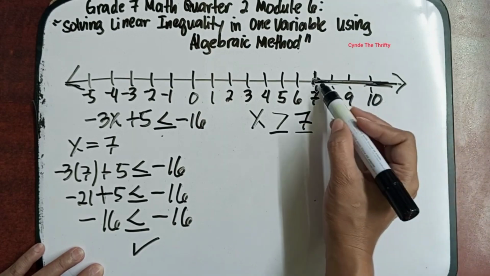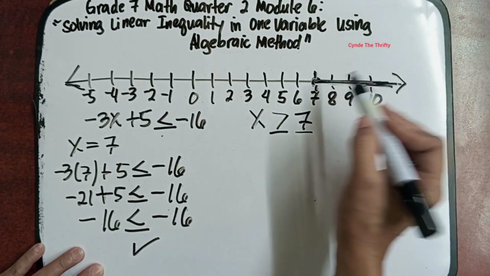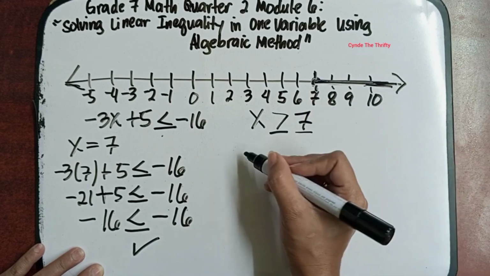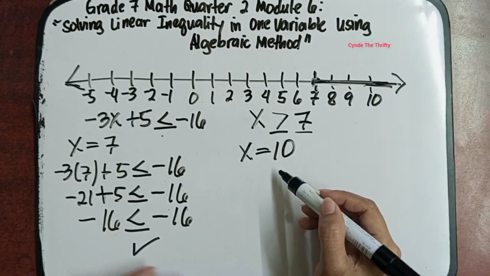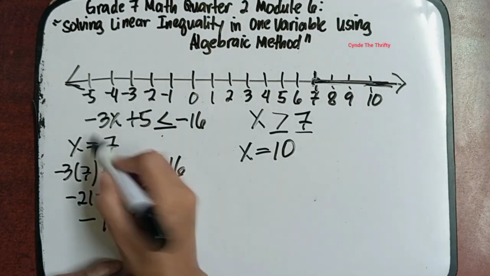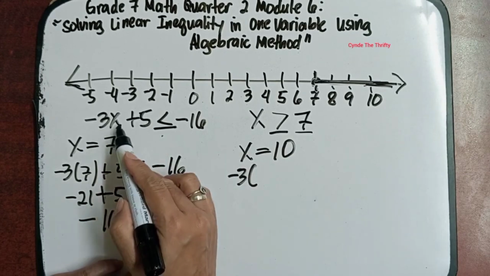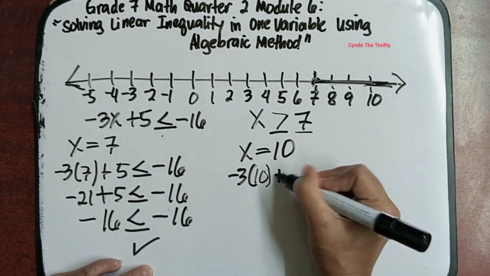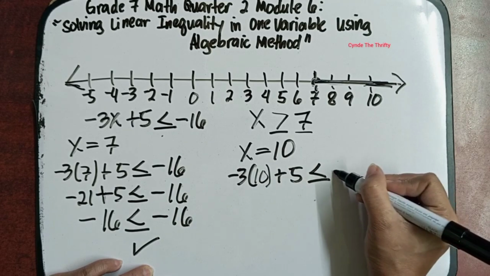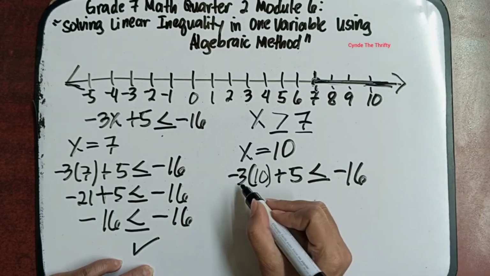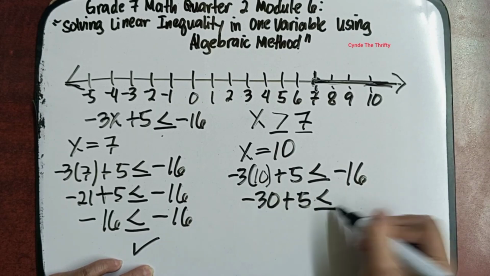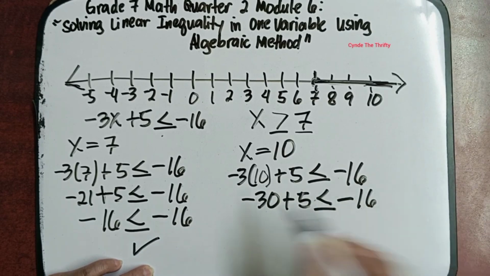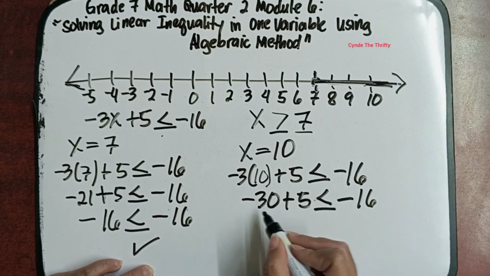So, ngayon naman, kung kukuha tayo ng mga number dito sa ating positive integers na mas malaki kaysa kay 7, kung tama ba siya? Ipagpalagay natin na si x is equal to positive 10. I-check natin gamit ang value na positive 10. So, negative 3 multiplied by the value of x na positive 10 plus 5 is less than or equal to negative 16. So, negative 3 times 10 is equal to negative 30 plus 5 is less than or equal to negative 16. So, negative and positive, subtract. At kopyahin natin ang sign ng bigger number. Ang sign ng bigger number is negative.